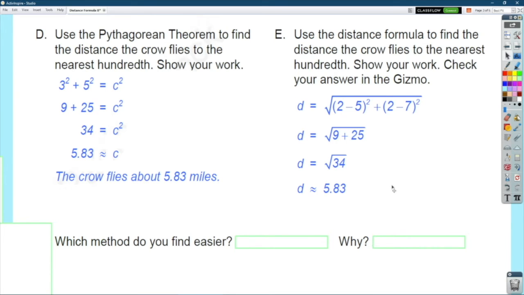Which method do you find easier? Well, I personally like the Pythagorean theorem, but there are times when this is actually a better idea, especially when I don't want to find the sides. And so I explained myself. The answers will vary. Some of you will like this always, and some of you will like this always.